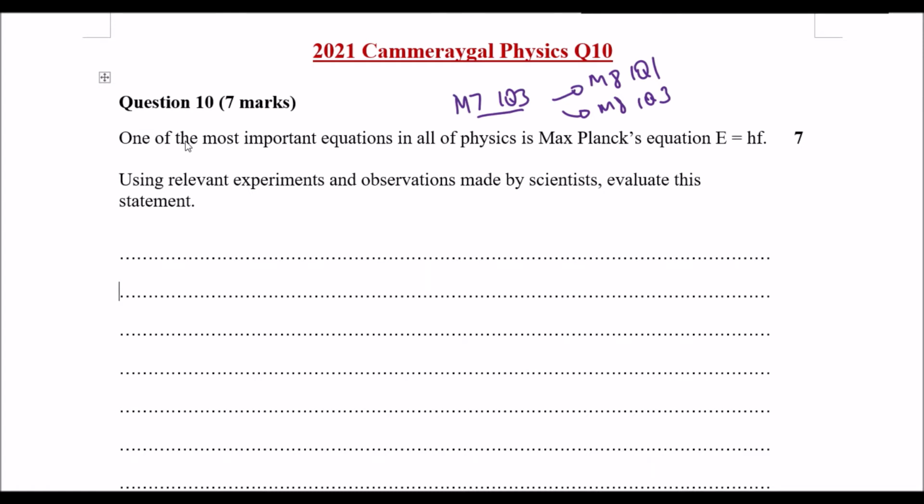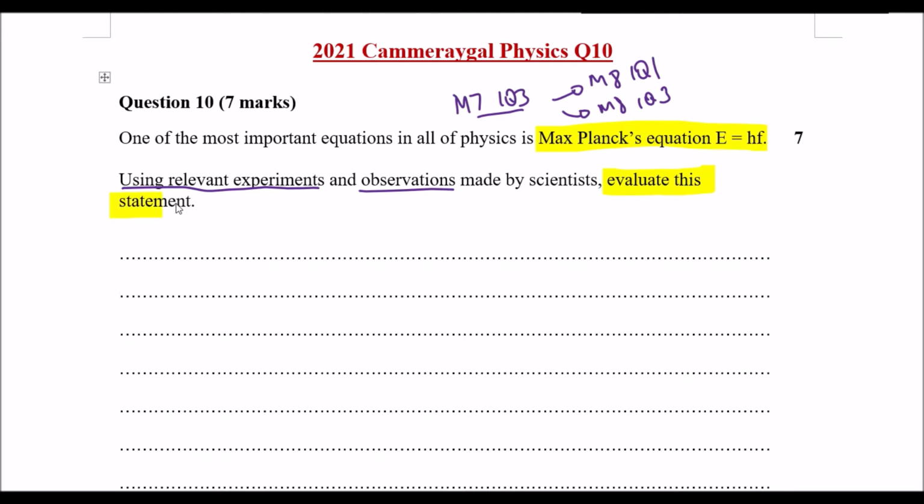So question 10 says, one of the most important equations in all of physics is Max Planck's equation. Use relevant experiments and observations by scientists to evaluate this statement. Okay, so there's 3 parts to this.